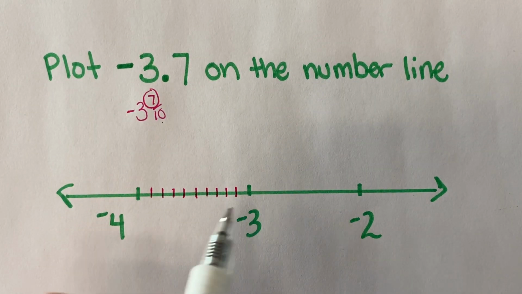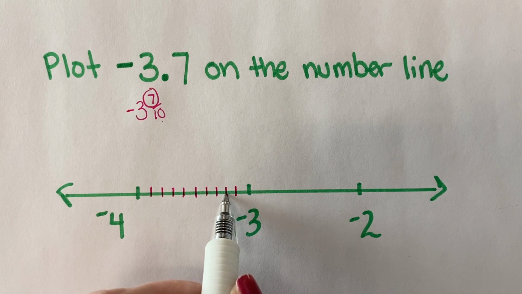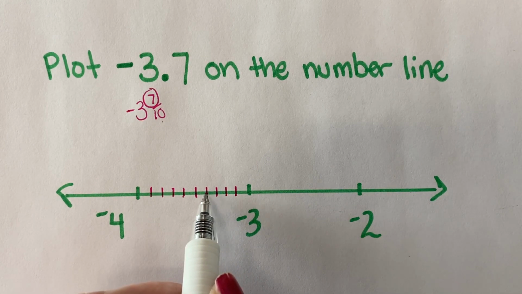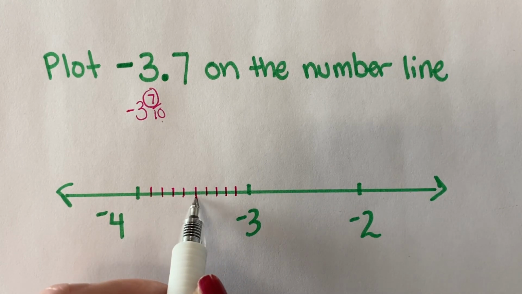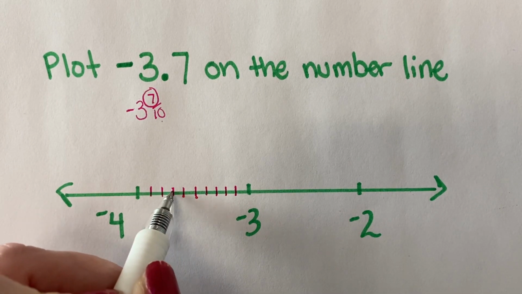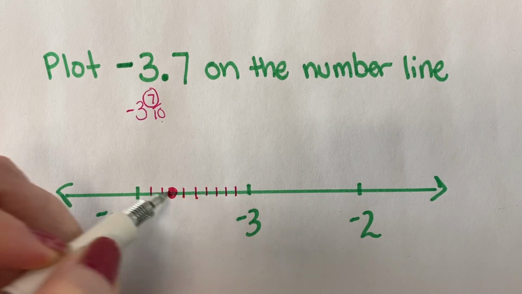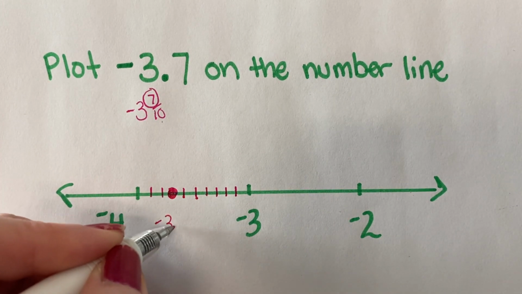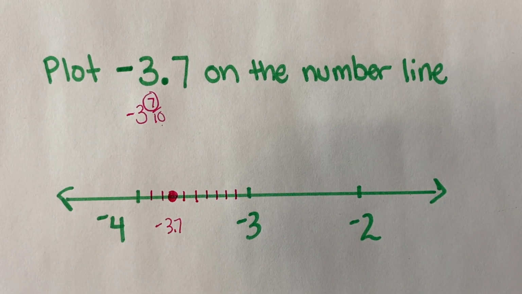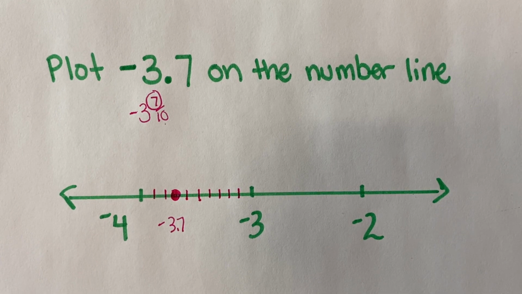And then you would count 7 spaces. So from negative 3, this would be negative 3 and 1/10, negative 3 and 2/10, negative 3 and 3/10, negative 3 and 4/10, negative 3 and 5/10, negative 3 and 6/10, negative 3 and 7/10. So this is where negative 3.7 would live. So that's just a little bit on how to be a little bit more accurate when plotting fractions and decimals on your number line.